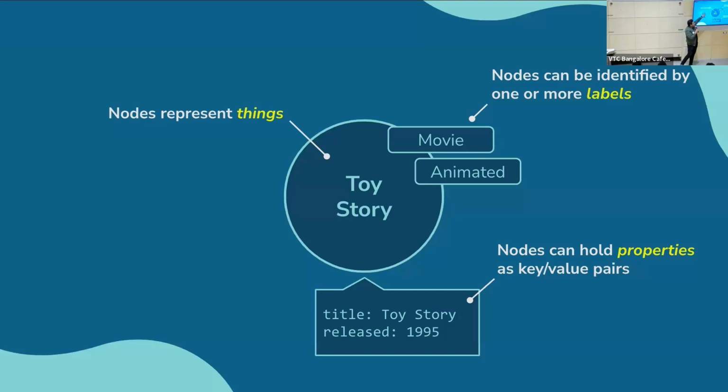Then we represent these nodes by one or more labels. So we have given a movie label, and we have given animated as another label. They also hold data in the form of properties, called key value pairs. Like I've given this particular movie a title, Toy Story, and released as 1995. So this is the starting point of graph databases.